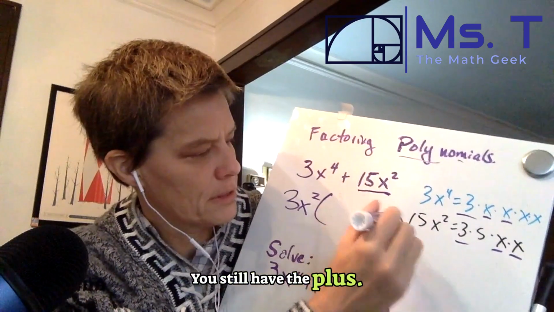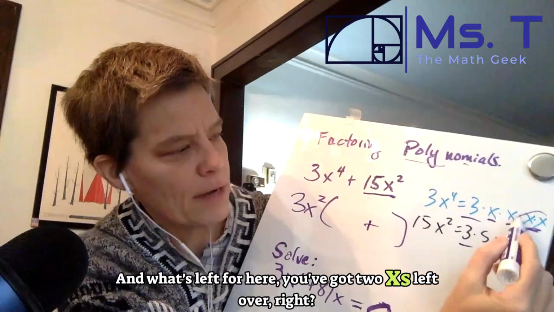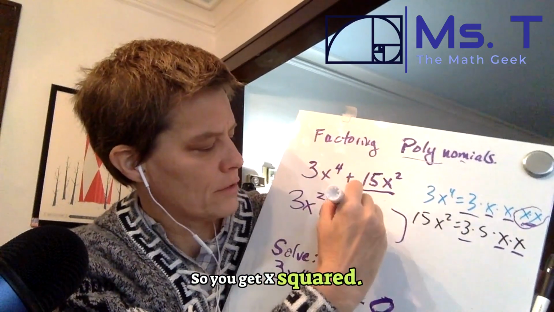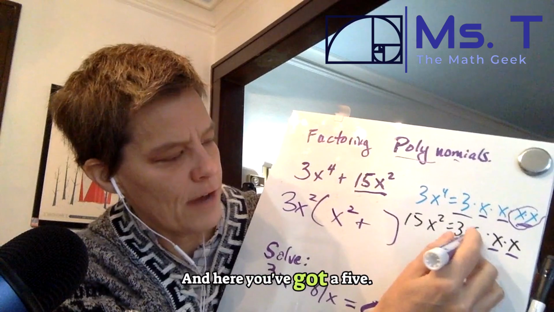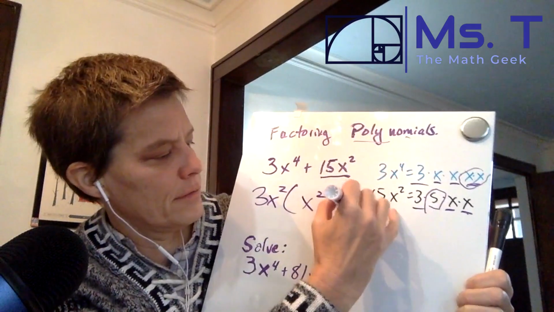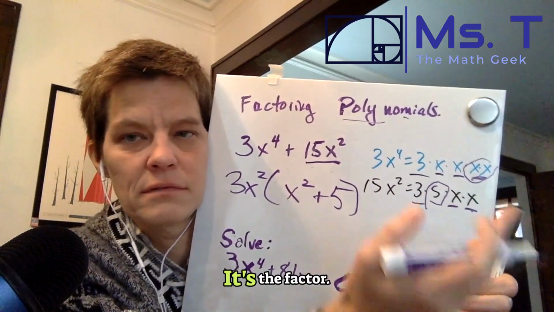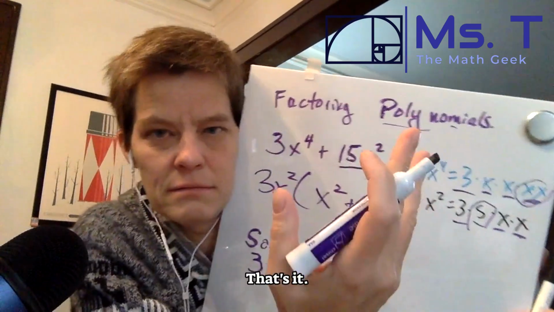You still have the plus. And what's left for here, you've got 2 x's left over, right? So you get x squared. And here you've got a 5. And that's it left over. x squared plus 5. That's how you factor it out, okay? It's the factor. That's it.